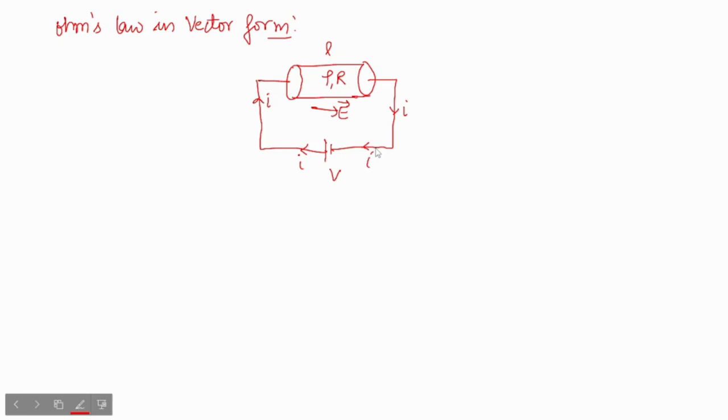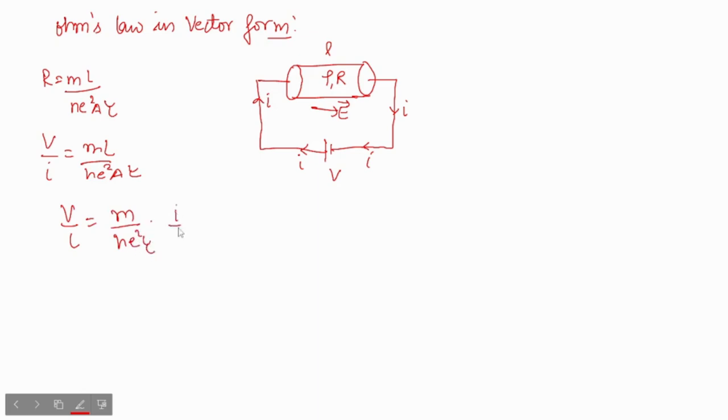You know that resistance will be ml by ne square a tau. This resistance is what? V upon I, equal to ml upon ne square a tau. Now if you transpose this L to this side and I to this side, V by L equals m upon ne square tau into I by A.